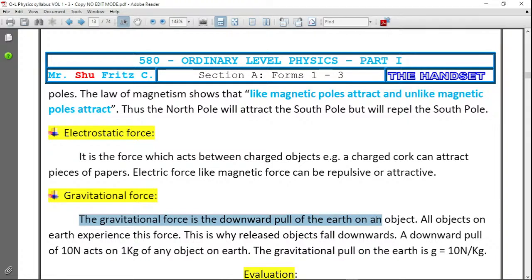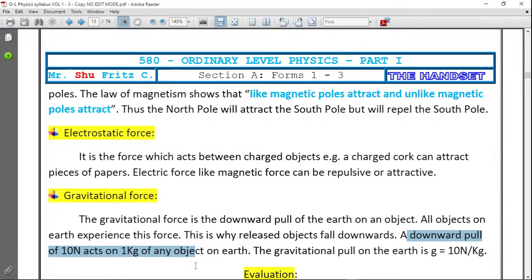You can see, only pull appears here. The downward pull of the earth on an object. And all objects on earth experience this force. This is why objects that are released from any position fall downwards. You hardly see something falling upwards. Maybe air resistance can be greater than the weight of the object, and then the thing has to move upwards. Yes, the gravitational force still acts on the object, just that the upward force on it is greater than the downward force. In that case, the resultant force is upwards.